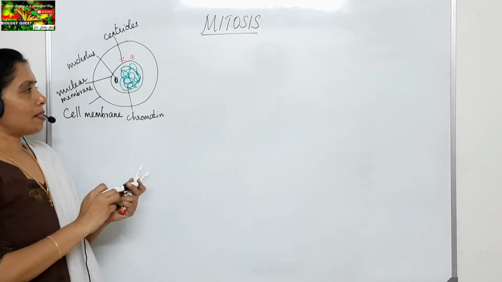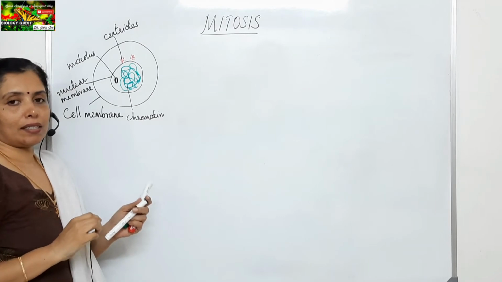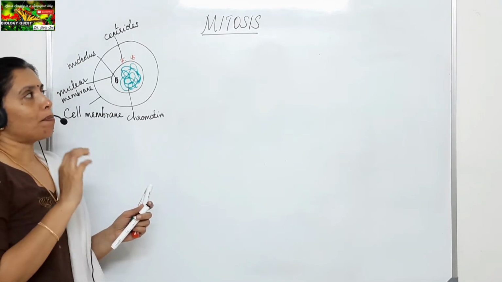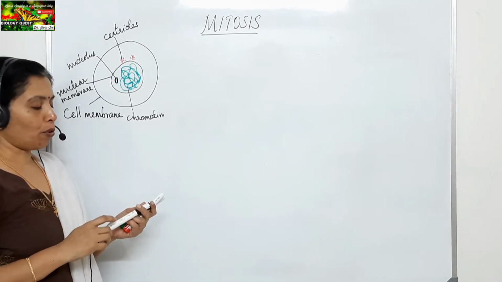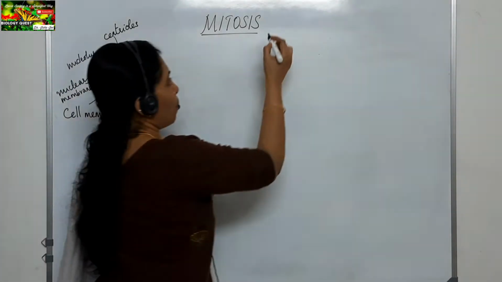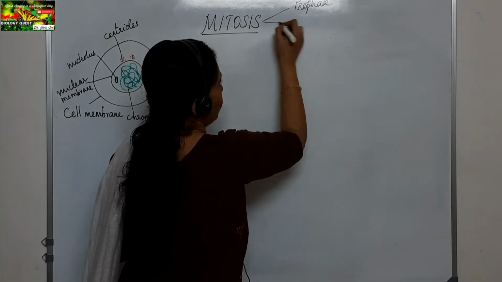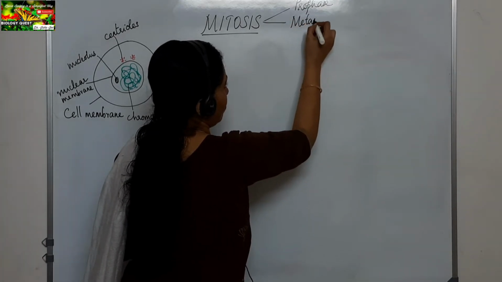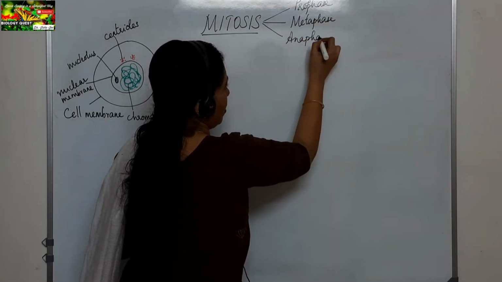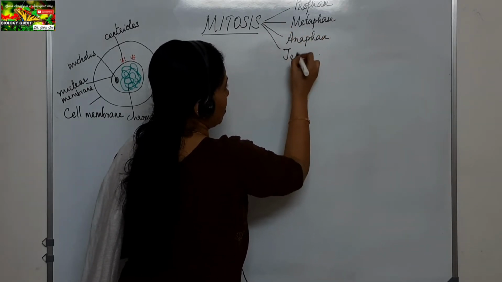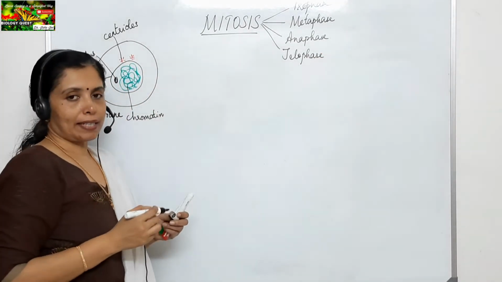Okay, now this cell is entering into the mitotic stage, or the cell division stage. Now, mitosis can be studied under 4 phases. The 4 phases of mitosis are: number 1, prophase; number 2, metaphase; number 3, anaphase; and number 4, telophase. So these are the 4 phases or stages of mitotic cell division.